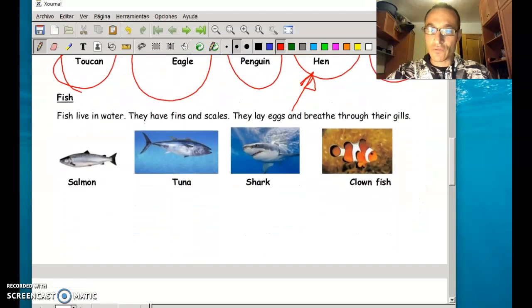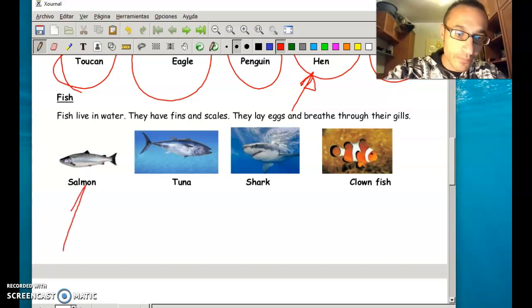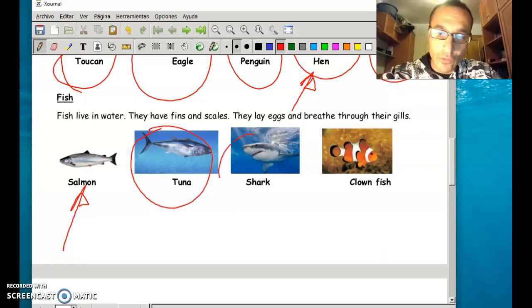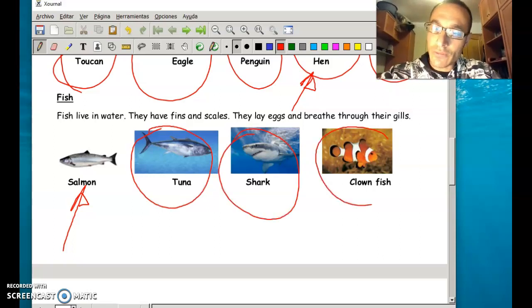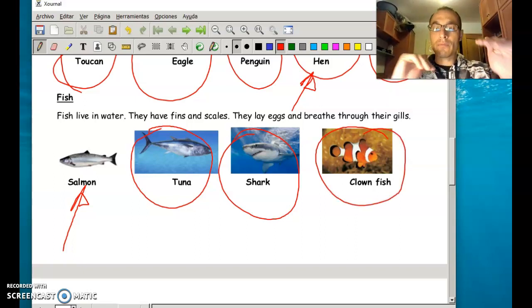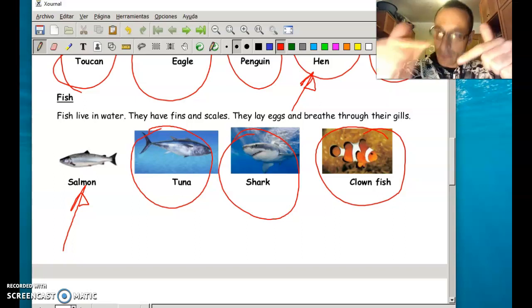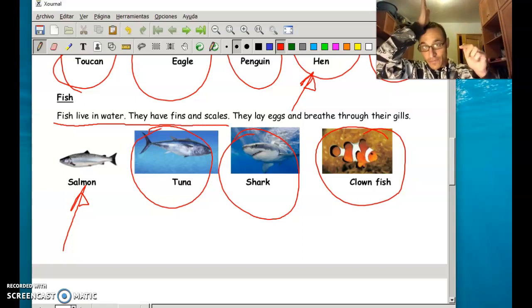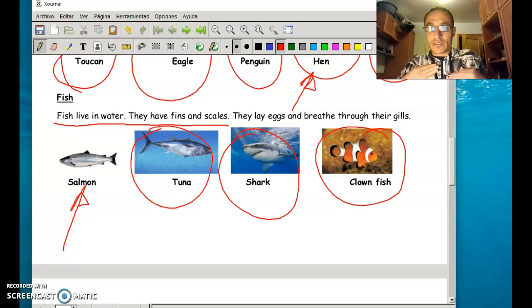So fish, what happens with fish? Let's see the different examples of fish that we've got here. We've got salmon, we've got the tuna, yeah, tuna, atún. We've got the shark, and we've got the clownfish. Okay, and what do all of them have in common? Well, let's continue reading. Fish live in water. Yeah, they have fins and scales. Okay, fins in a fish. This is its fin, the aleta, and the scales. Right, escamas. All fish have fins and scales.